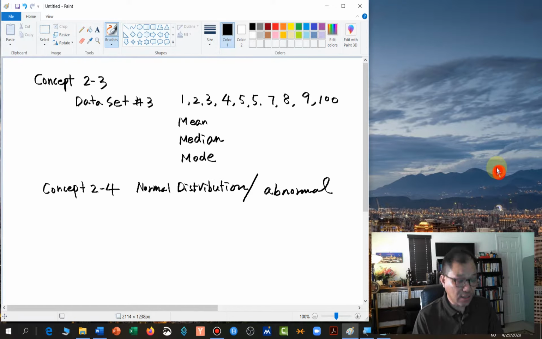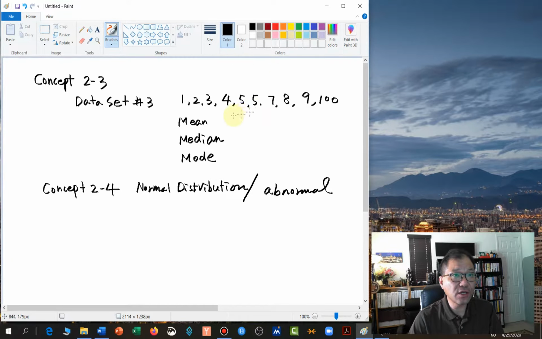Okay, let's get started. I will start with concept number 2-3, data set. You see data set number 3, and you have 1, 2, 3, 4, 5, 5, 7, 8, 9, and 100. And I want you to calculate the mean, median, and mode. So this is what I found out.